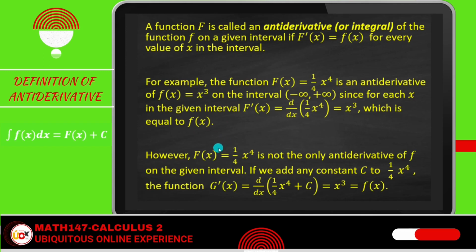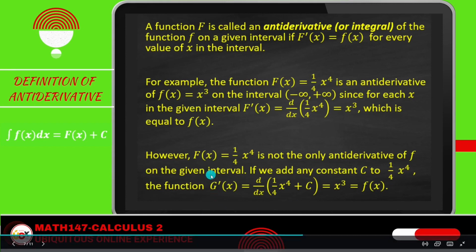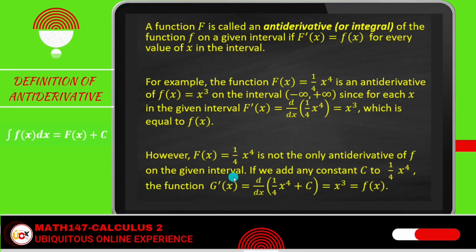However, the function big F of x equals 1/4 x to the fourth is not the only antiderivative of the function small f on the given interval. Because if we add any constant c to 1/4 x to the fourth, the function denoted by g of x has derivative g prime of x equals the derivative of 1/4 x to the fourth plus c with respect to x, which equals x cubed, also the same as small f of x.